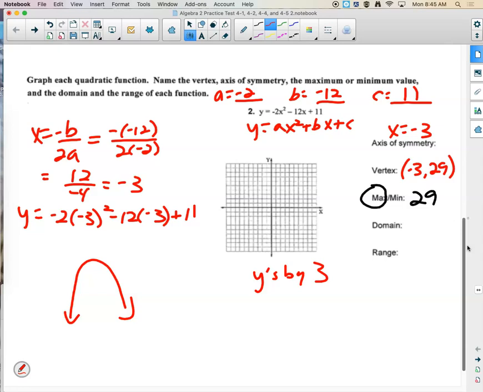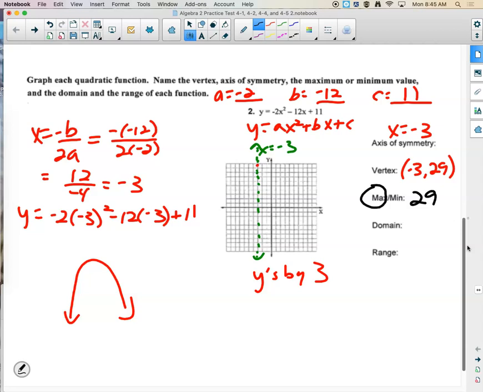All right, so let's get our negative 3, 29 on there. 1, 2, 3, and almost 30. Up there. And then I can get my axis of symmetry. But that is definitely not a parabola yet. So what do you suppose we should do? Well, let's start this way.